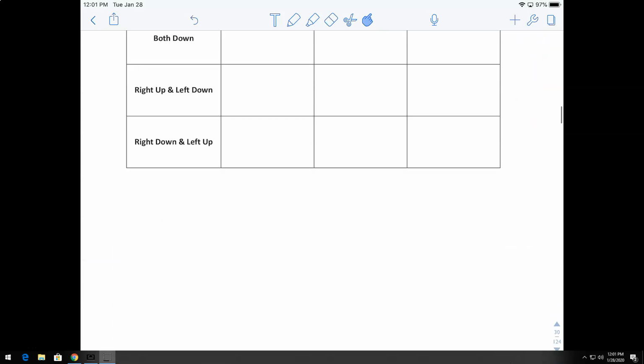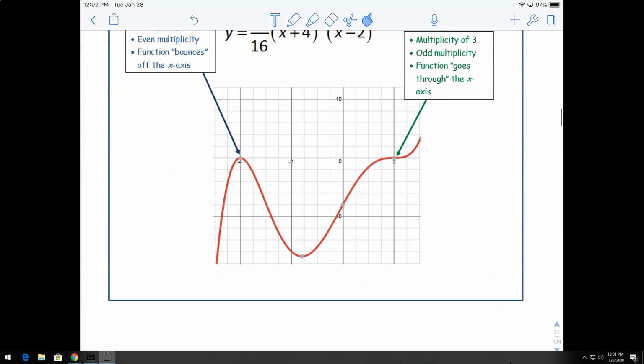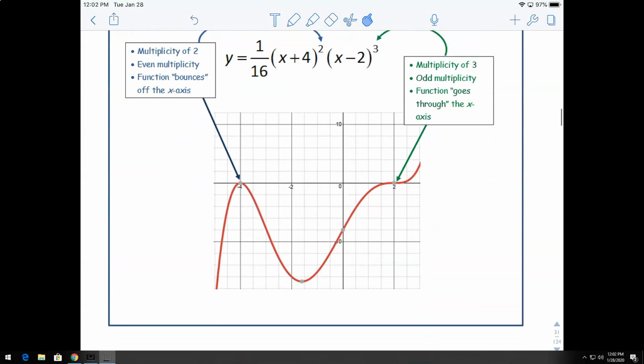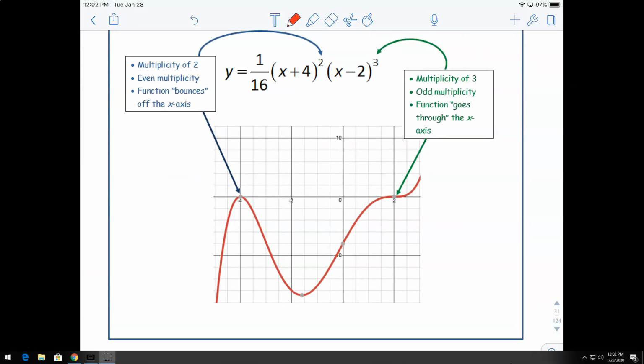So, we're going to skip this page for right now. This has a multiplicity, it bounces. This one has a multiplicity of 3, it goes straight through. Okay, so it curves, it goes straight through.